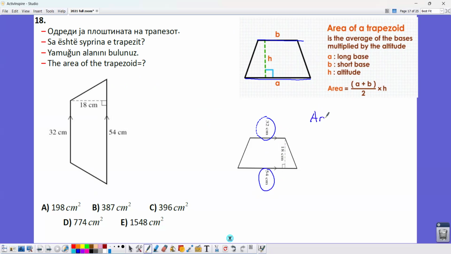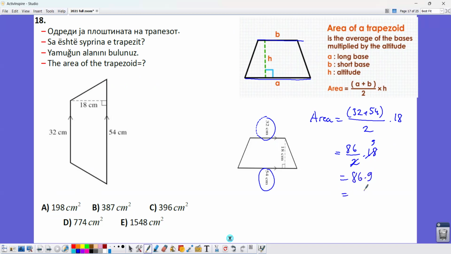So area will be 32 plus 54 over 2 times 18 height. Then this one is 86 over 2 times 18. You can divide 86 by 2, which will be 43, times 18, or 18 and 2 I will simplify. This one will be 9. So I have 86 times 9.